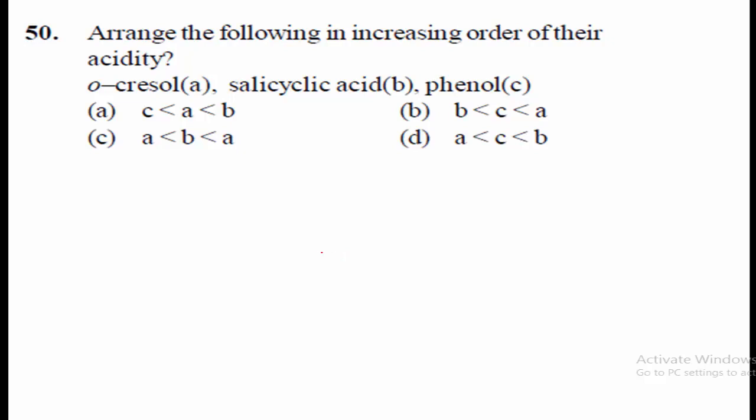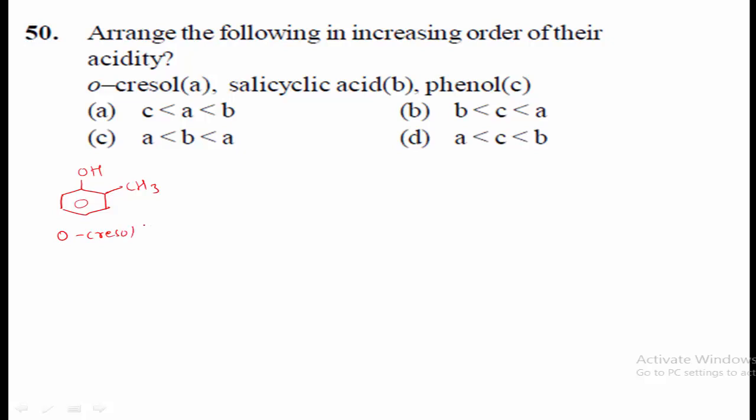Orthocresol is named as A, salicylic acid is named as B, and phenol is named as C. Now first write down the structures. If you know the structures, you will easily get the answer. So orthocresol can be written as OH with CH3 at the ortho position.